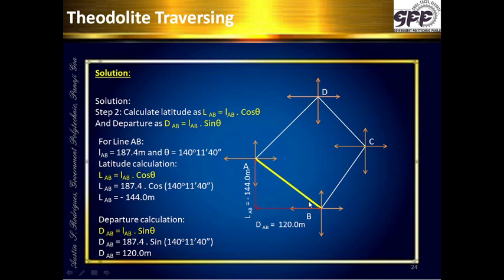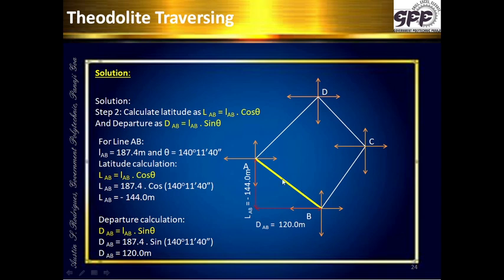So now when I take line AB, I calculate the latitude as latitude AB is equal to length AB into cos theta. The formula we have already seen earlier. Now length of the line AB is already known to us. Theta is already known to us. Please note departure. The formula is departure of AB is equal to length AB into sine theta. Departure of that line is equal to length into sine theta.